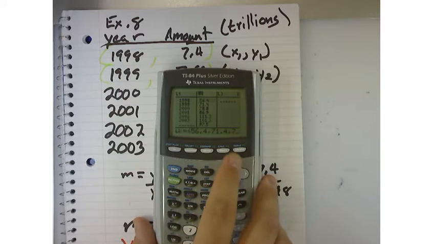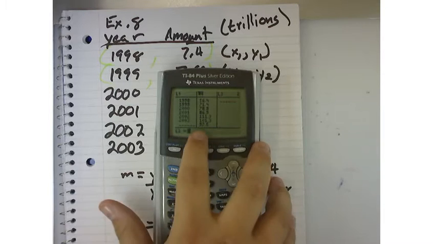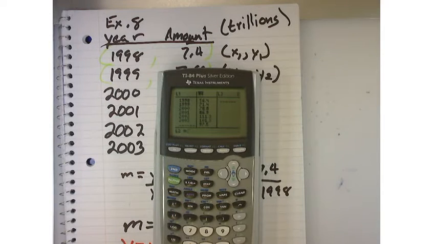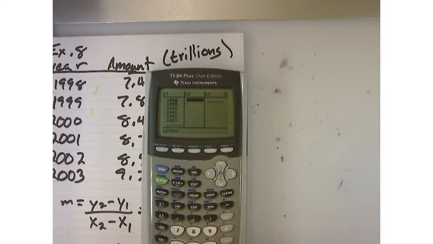Once I move the cursor to L2, if I hit clear, notice that this little equal sign, there's nothing there. If I hit enter, it'll clear out everything in list 2. And then I'm just going to put these numbers. I'm going to do 7.4, enter, oops, 7.8, enter, 8.4, enter, 8.7, enter, 8.9, enter, 9.2, enter. Alright, does it look good?